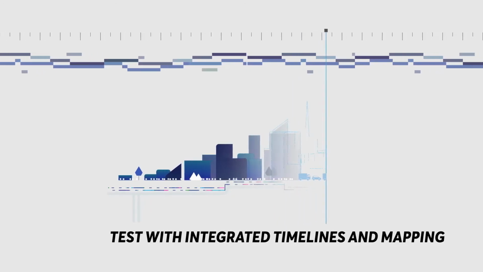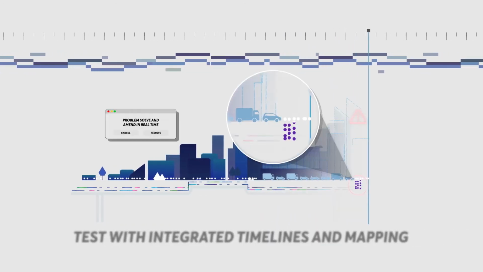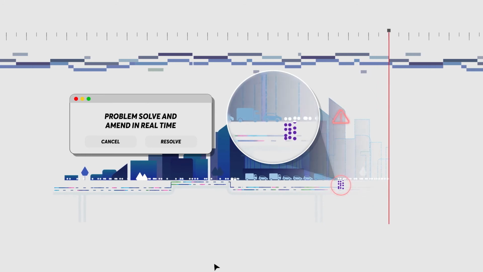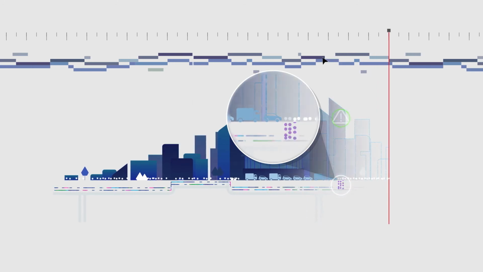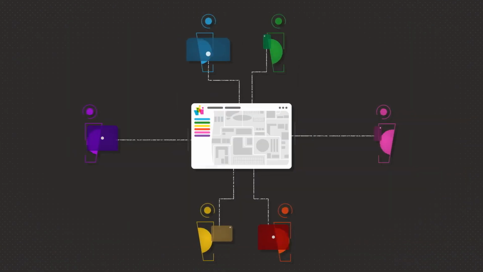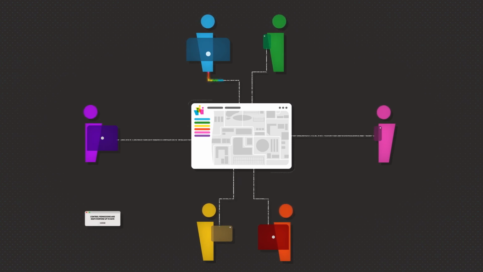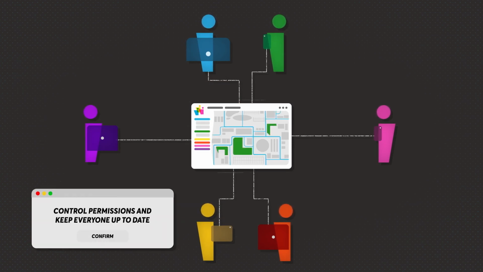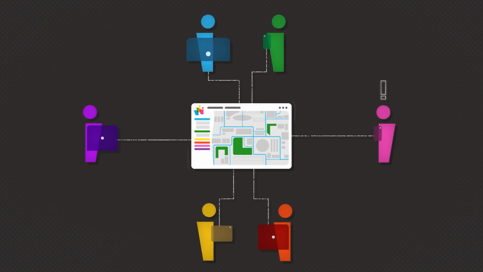Integrated timelines, schedules, and mapping allow for testing and analysis. Quickly identify and solve problems as a team, and provide updates in real time. Effectively collaborate by including every user group, suppliers, stakeholders, and managers in every step of planning.